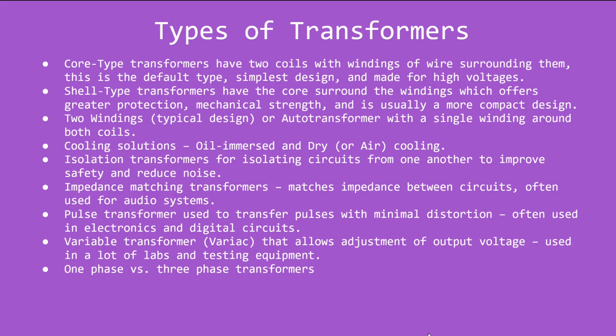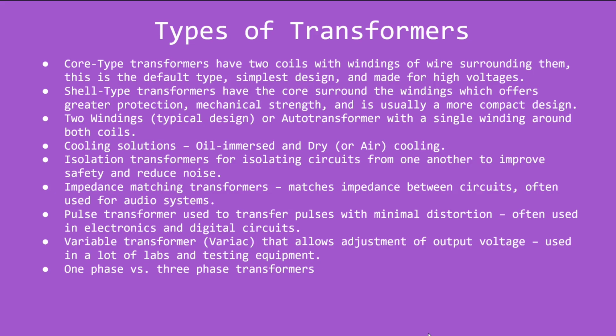In terms of cooling solutions, you can do dry or air cooling, but you can also do oil immersed. You have isolation transformers. That's for isolating circuits from one another, improves safety, reduces noise, etc. Impedance matching ones just match impedance between circuits. You'll see that a lot for audio systems. Pulse transformers transfer pulses with minimal distortion. You'll see those in electronics, digital circuits. You've even got variable transformers, Variacs, and that allows for adjustment of output voltage. You'll see that used in labs and testing equipment.